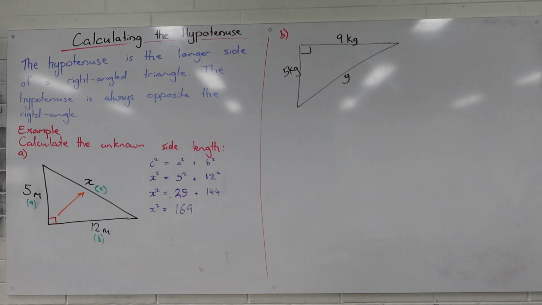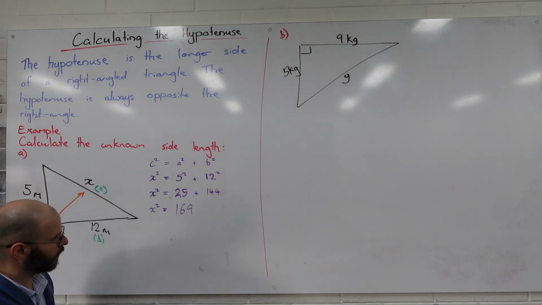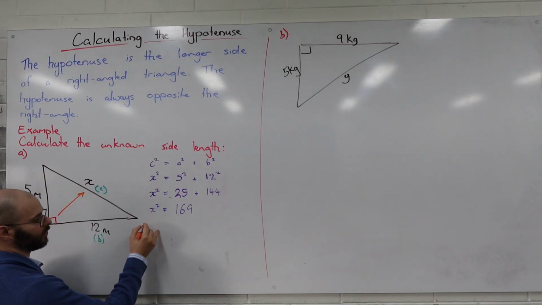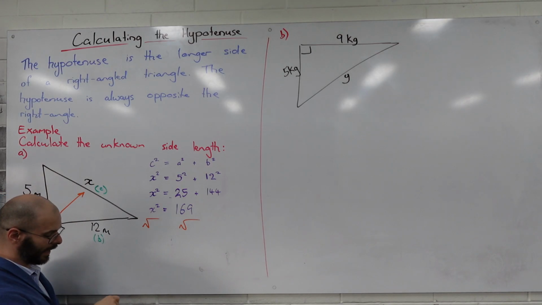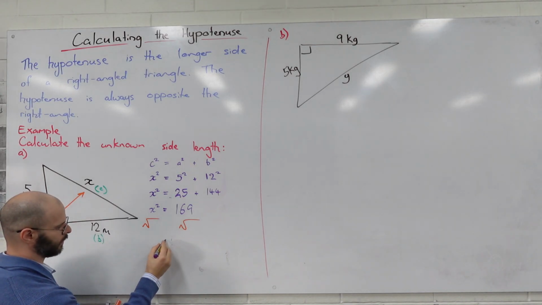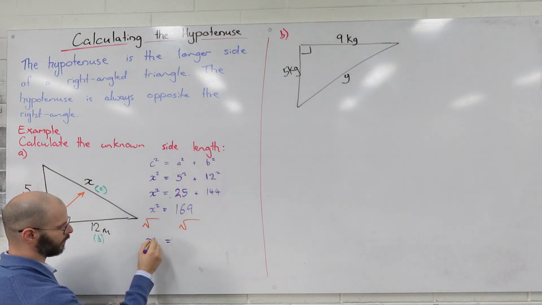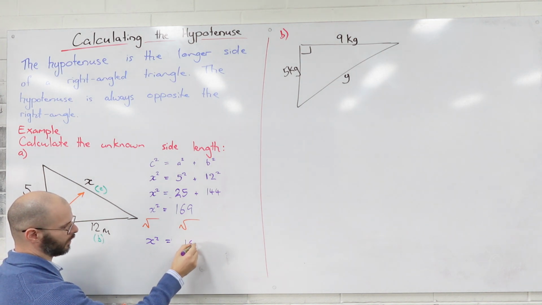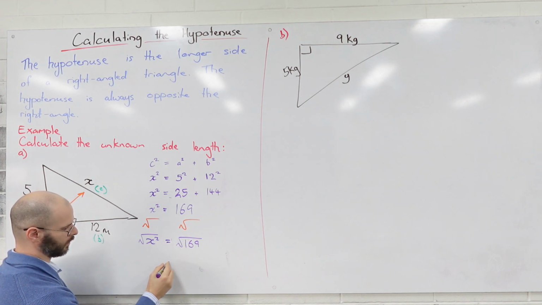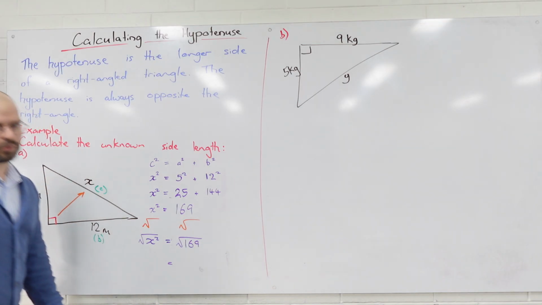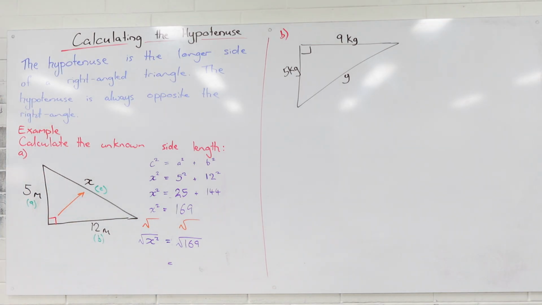Now, we're not done yet. We've found the square of the hypotenuse. What are we trying to find? The length. The length of the hypotenuse. So to be able to find the length of the hypotenuse, what we're going to do is take the square root of both sides. This will undo the square. The square root of 169.